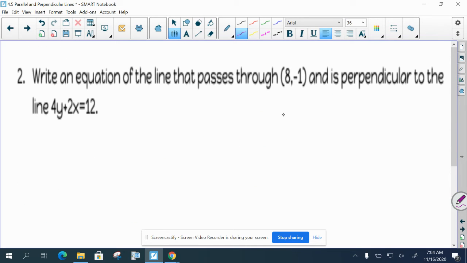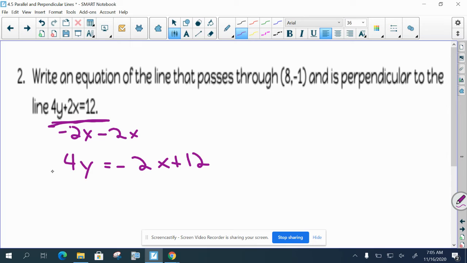Number 2, write an equation of a line that passes through 8, -1 and is perpendicular to this line. Well, this line is in standard form, so we're going to need to get it into slope-intercept form so we can figure out what the slope is. So we first will want to subtract the 2x over. So we get 4y equals, and write the 2x first, so -2x plus 12, and then divide everything by 4. So then we get y equals -1/2 x plus 3.